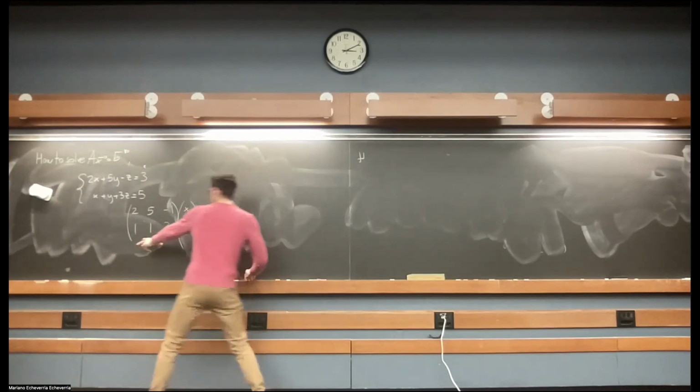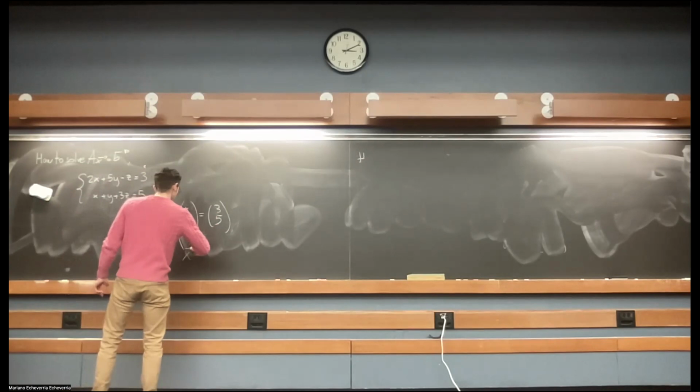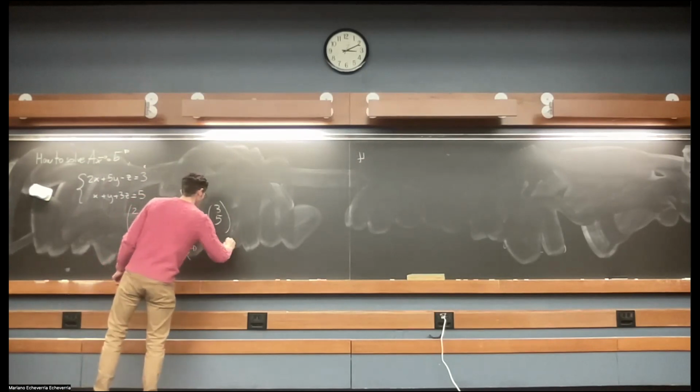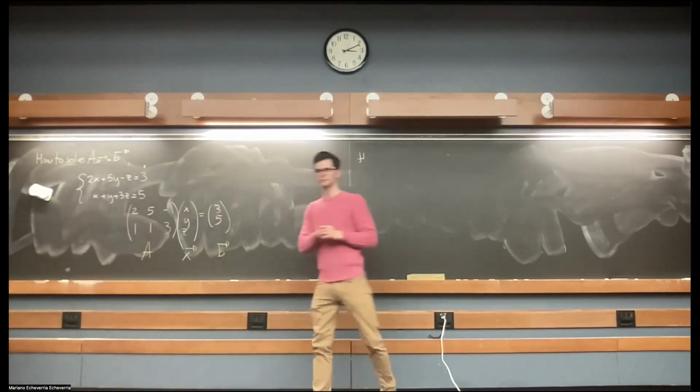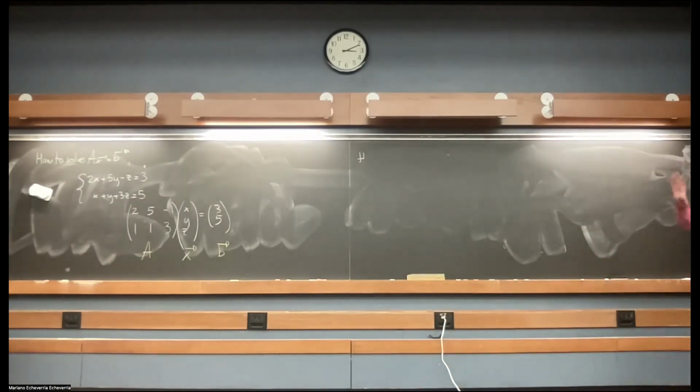Okay, so here this is your matrix A. This is your unknown vector, and this is the vector B. Is that making sense? Everyone needs to be comfortable with that, and that's the first step.